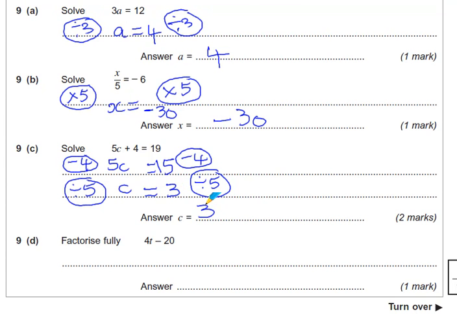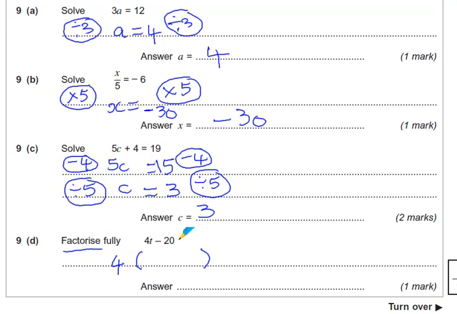Okay, 9 part D. Factorise fully. 4t minus 20. Now the word factorise means take out any common factors. So we're looking for a number or a letter that is in 4t and in negative 20. So we know straight away that 4 and 20 are both in the 4 times table. So factorising means put into brackets. So 4 is the number that's going to go on the outside.